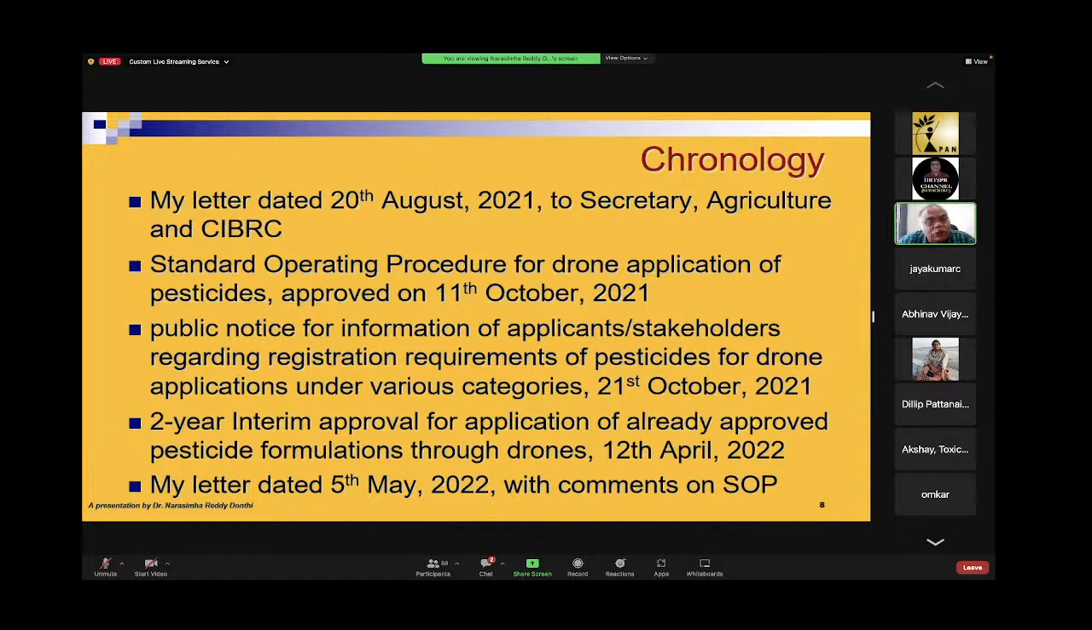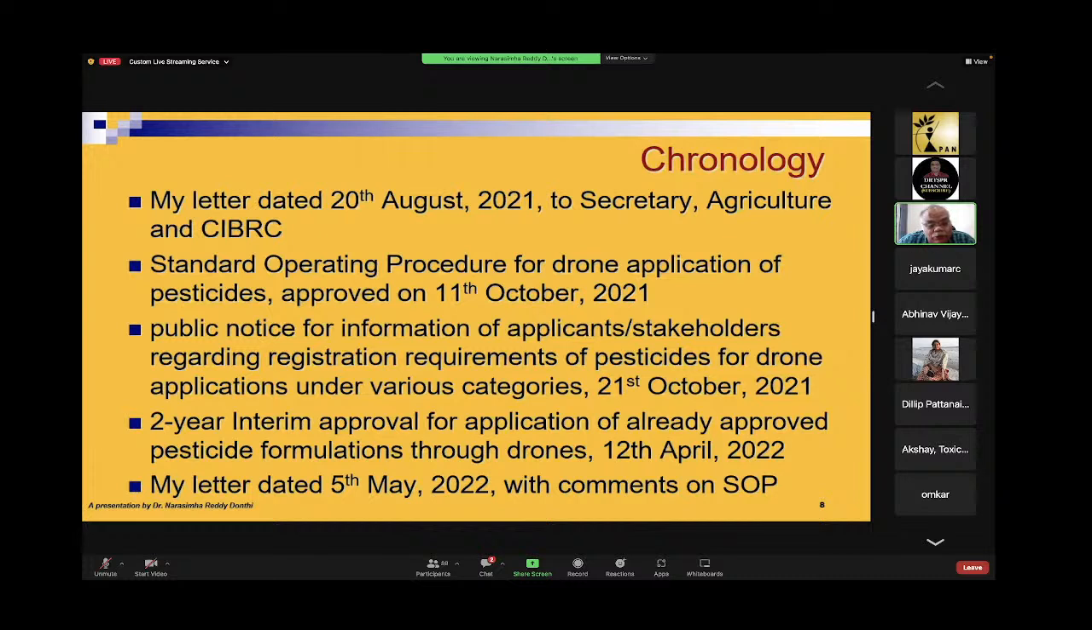फिर लास्ट ईयर भाई मैं अगस्त में लेटर लिखा था। बाद में ये जो स्टैंडर्ड ऑपरेटिंग प्रोसीजर CIBRC एक बनाया 11 अक्टूबर को रिलीज करें। सो उसके बाद में भी हम लोग कमेंट दिए थे। So every stage I have been commenting and trying to remind the government that aerial spraying is banned in India.